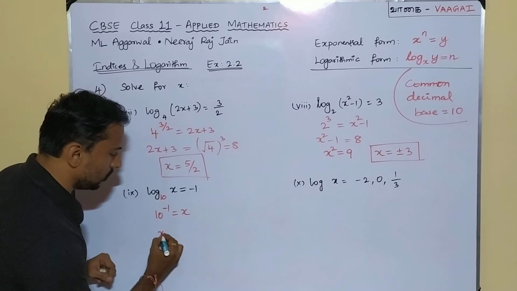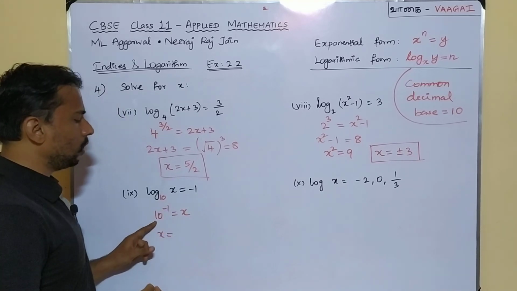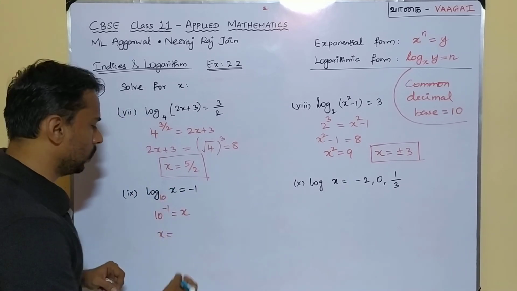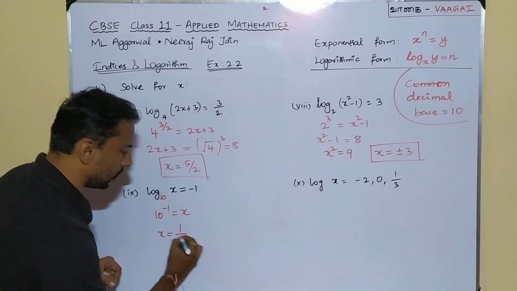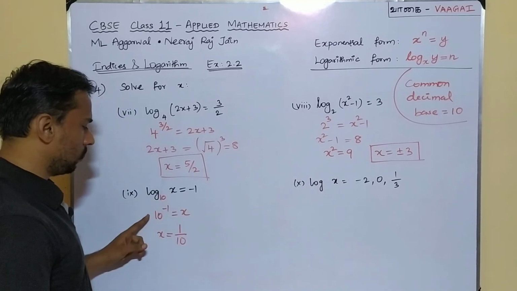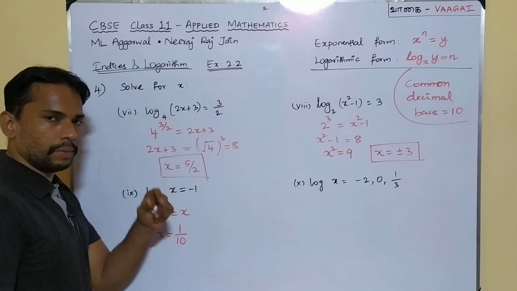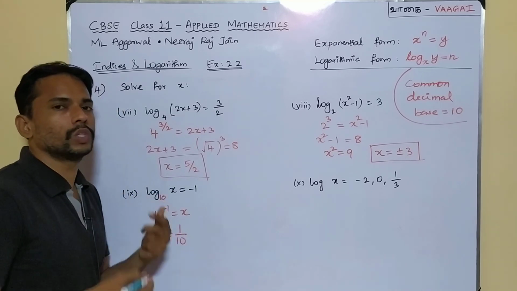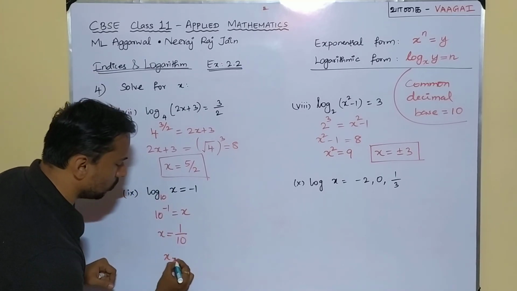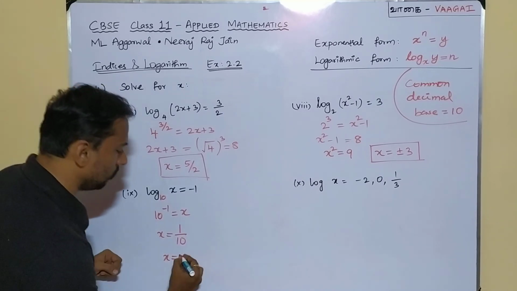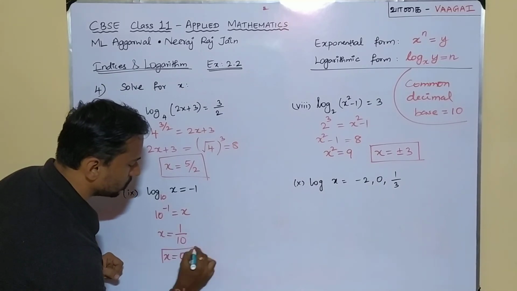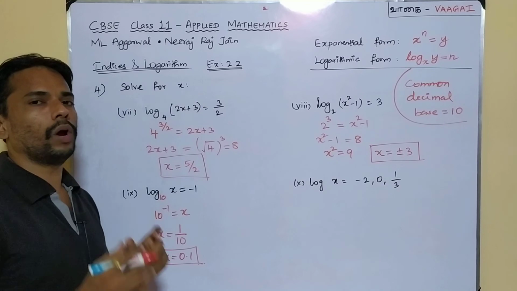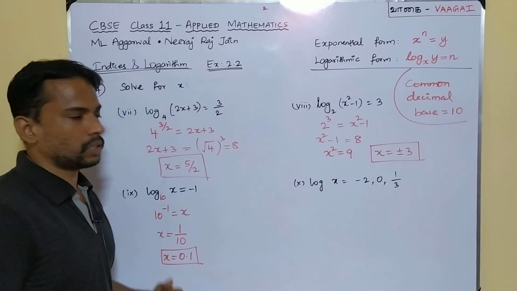So that means we'll have 10 is equal to, sorry, x is equal to, what is 10 power minus 1? 10 power minus 1 is going to be 1 divided by 10, is it or not? So 1 by 10, because we'll have 10 power minus 1, which can be written as 1 by 10 power 1, that's 1 by 10, and that means x is equal to, if you want to write as a decimal value, we'll have 0.1. So that means x is equal to 0.1 is going to be the answer for our 9th subdivision.